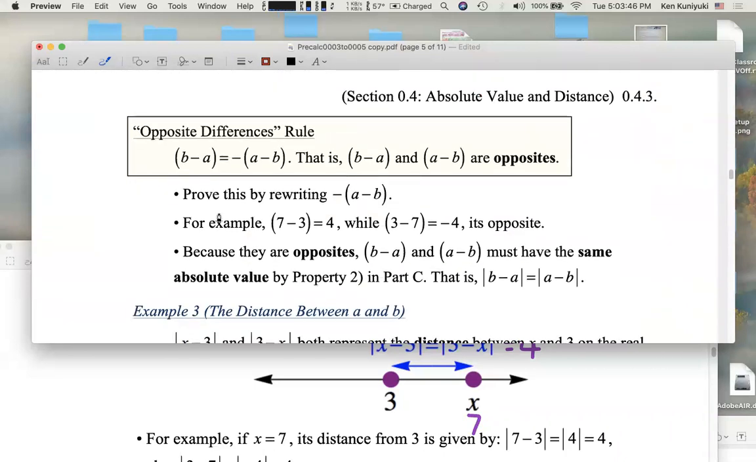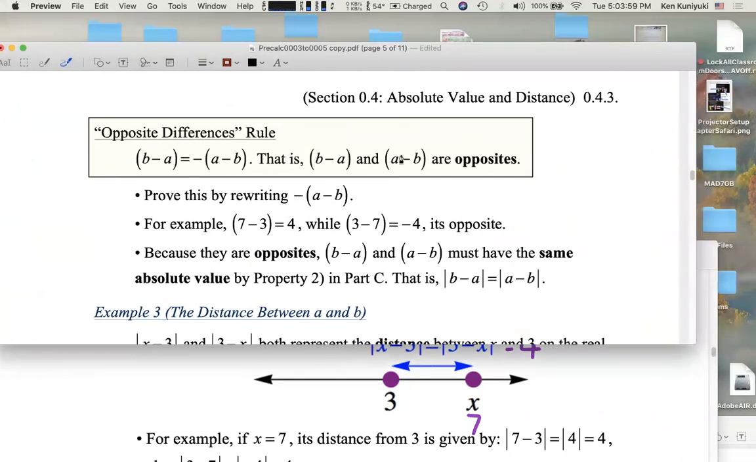And I claim that b minus a is the opposite of a minus b. I call that the opposite differences rule, or the switch rule. B minus a and a minus b are opposites. If you don't believe me, look at this. What is the opposite of a minus b? Well, we can distribute the -1. We get the opposite of a plus b. You can reorder the terms, and you get b minus a. The opposite of a minus b is b minus a.